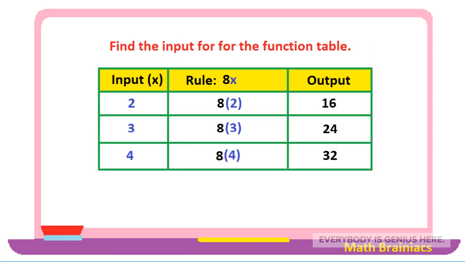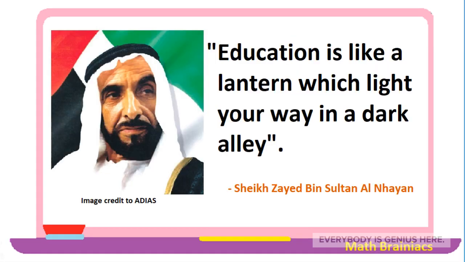And whenever we are required to find the input of the function, and the function rule is addition, we're going to apply the subtraction property of equality. If it is subtraction, we're going to apply the addition property of equality. If it is multiplication, we're going to apply the opposite, the division. And if it is division, we're going to apply the multiplication. Just look for the function rule.